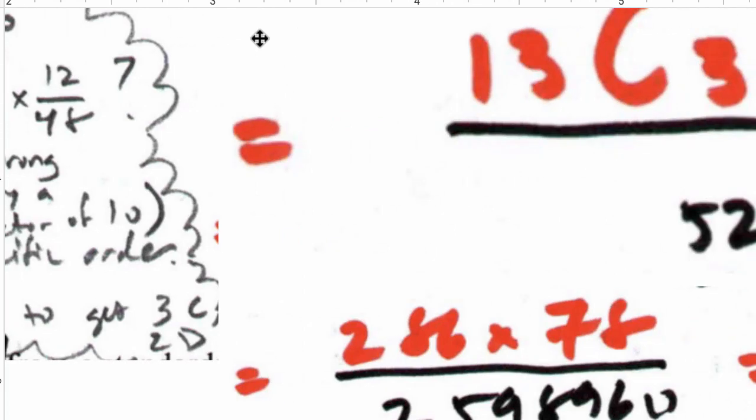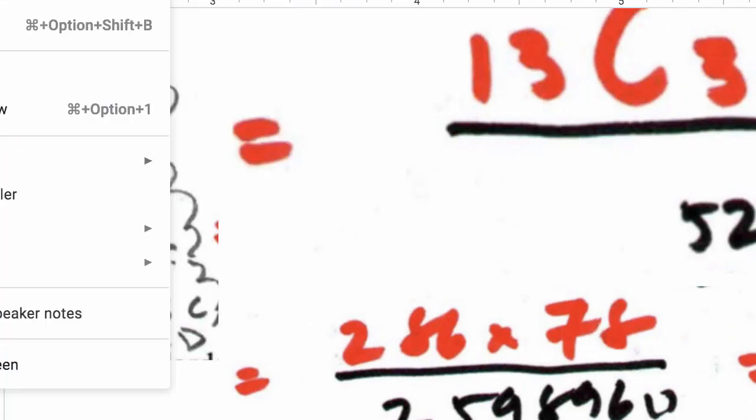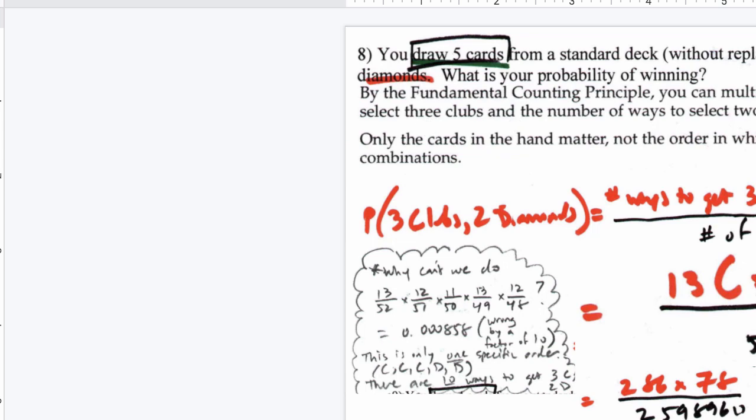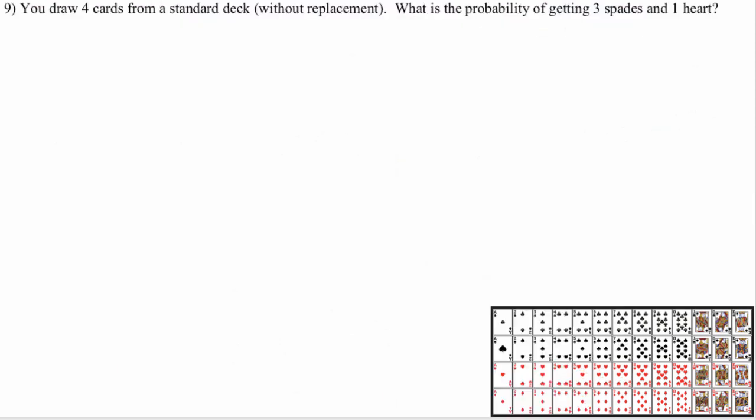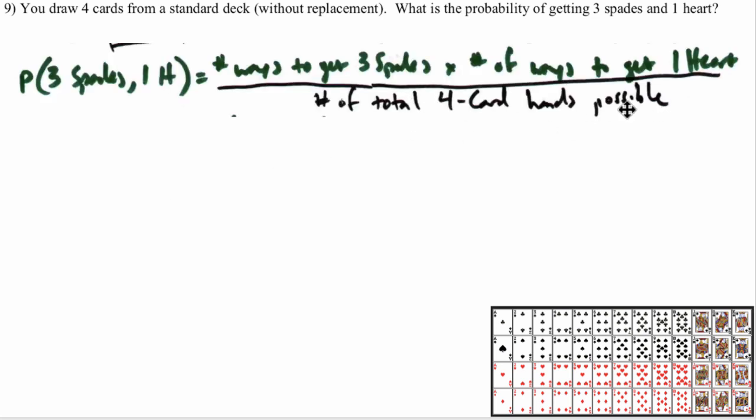You're better off using combinations instead. Right? You're better off saying 13C3 times 13C2 over 52C5. Okay, now I know that's tricky, so let's try one more, just as another example. This time, you're not selecting 5, you're selecting 4 cards from a 52 card deck. What's your chance of getting 3 spades and 1 heart? So again, calculate the number of total 4 card hands possible, and what's the number of ways to get 3 spades? By the multiplication counting principle, you can multiply that by the number of ways to get 1 heart, and see if you can calculate the probability. So maybe pause the video and try that.